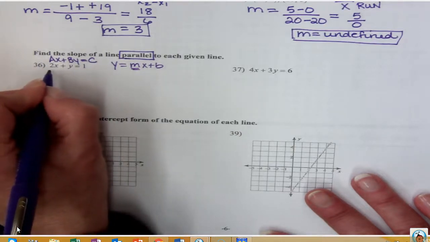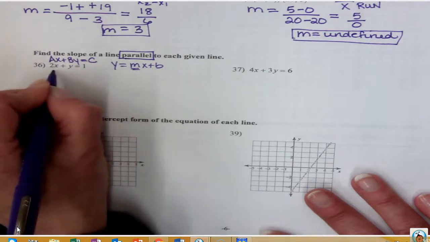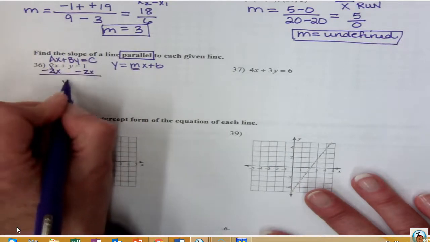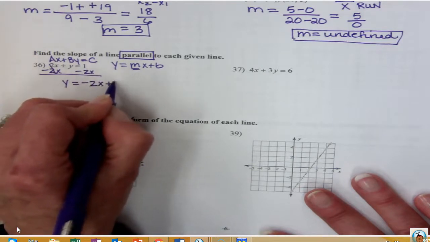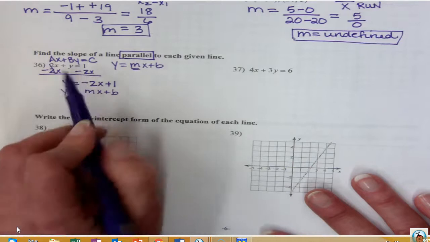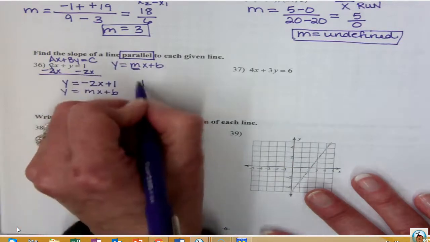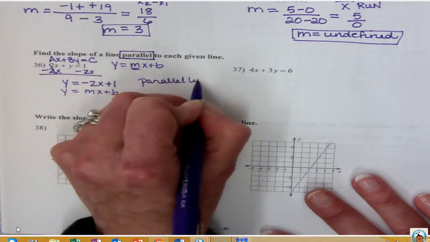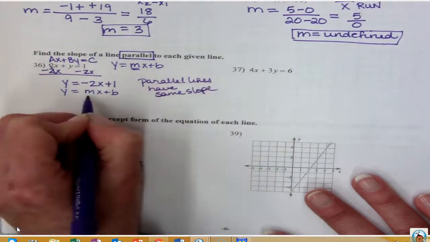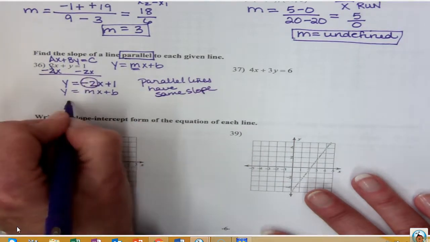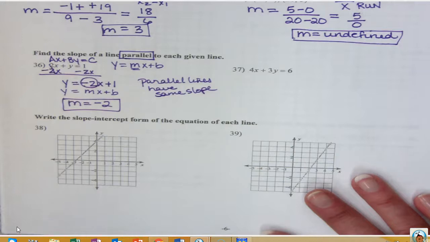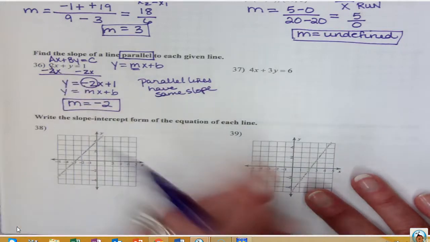I'm going to solve for y because I want y by itself. I'm going to subtract 2x from both sides, and this cancels out, so I get y equals negative 2x plus 1. So here this is my y equals mx plus b. It's looking for the slope of a line parallel. I know that parallel lines have the same slope. So my slope is going to be negative 2. That's it. That's your answer. This would be the slope of any line parallel to that equation.